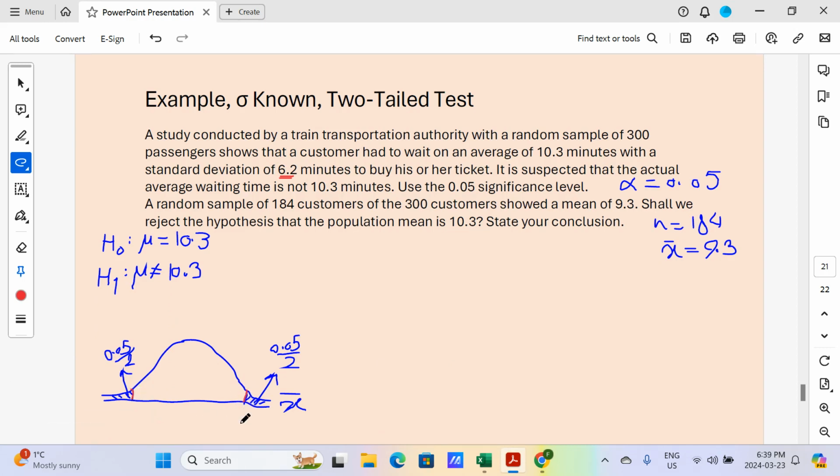So we know that this cutoff point can be got by NORM.S.INV of 1 minus alpha divided by 2. Alpha is 0.05. Alpha divided by 2 would be 0.05 divided by 2. Okay, so let's go to Excel to find the cutoff point. I need this cutoff point and this cutoff point.